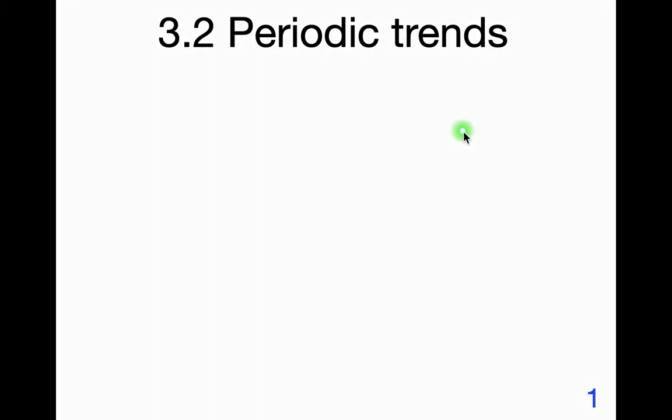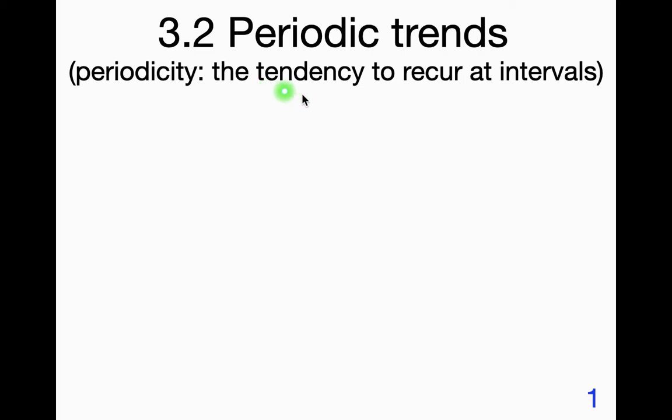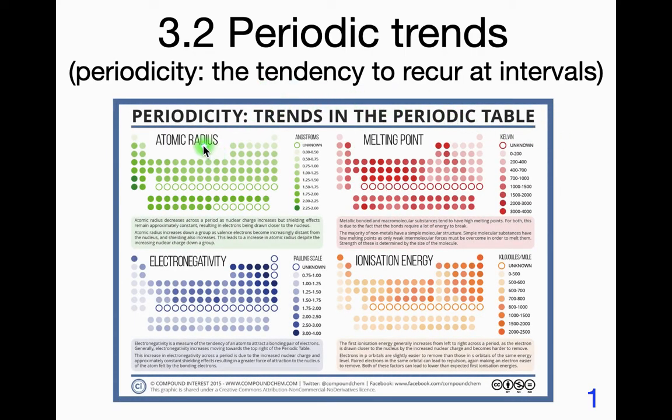Right, 3.2, periodic trends. Okay, we'll be doing this in two parts. Part one's today. Periodicity, the tendency to recur at intervals. So what we're looking at is how things change in a systematic way as we move across a period or up or down a family. Now, these are trends. Trends means a general tendency. These are not laws. You will see exceptions for the various properties that we'll be looking at, but we're interested in just the overall trend.